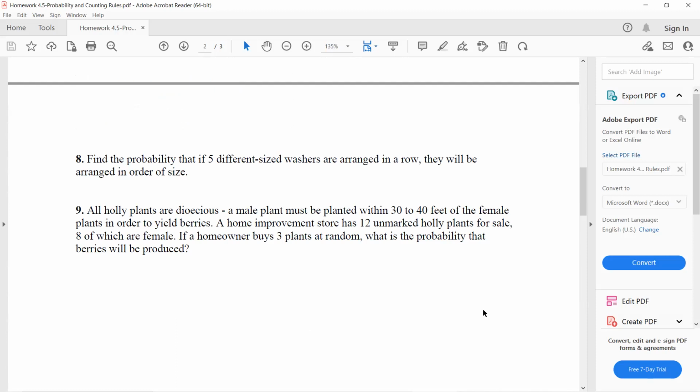Okay. So I need to have berries. I'm going to buy 3 plants. Now, how do I get berries? Well, I get berries if I have a male and 2 females, right? Or 2 females and a male. But I have to have mixed plants to do this. Okay, I'm buying 3 plants.